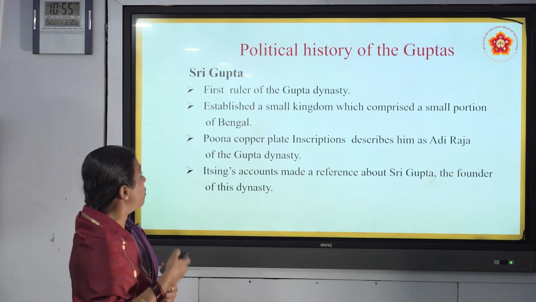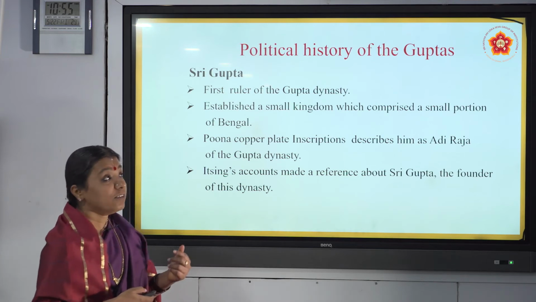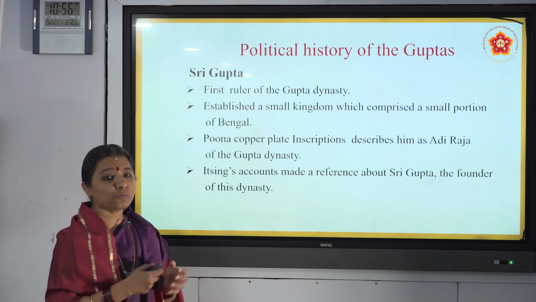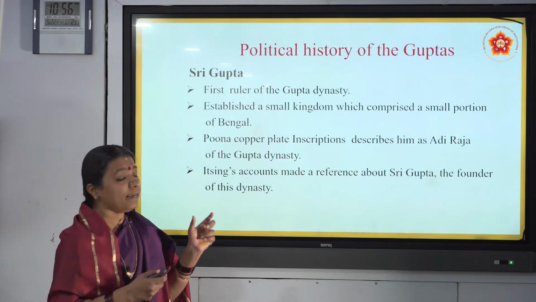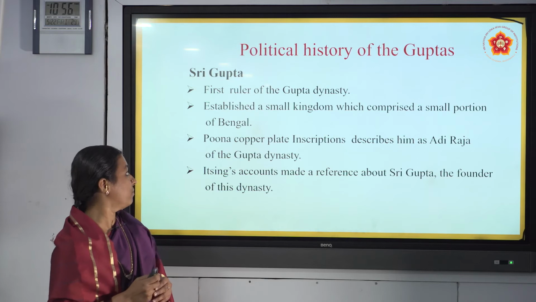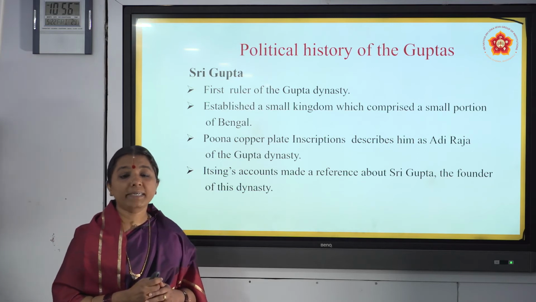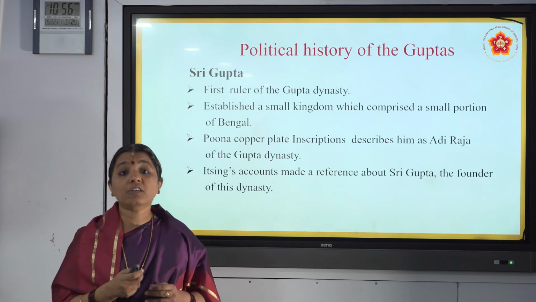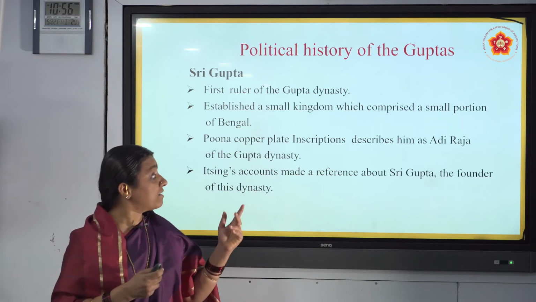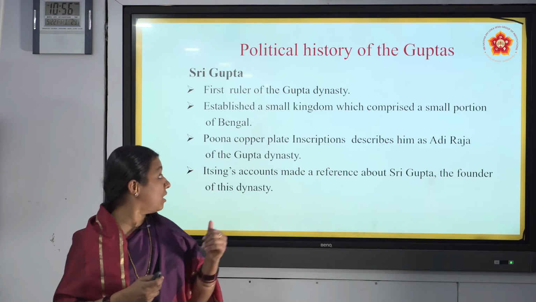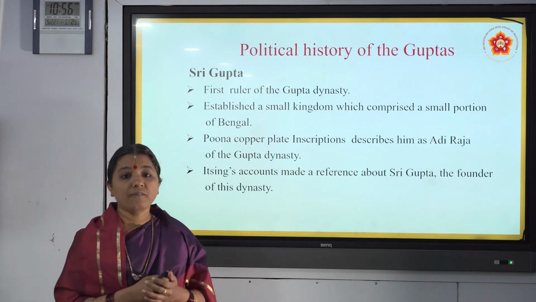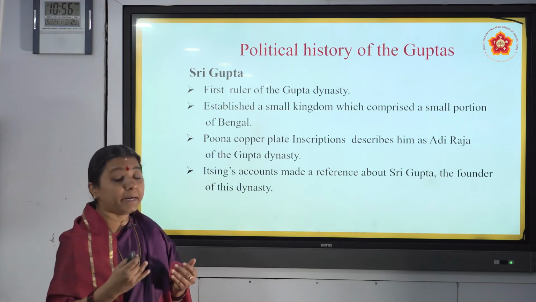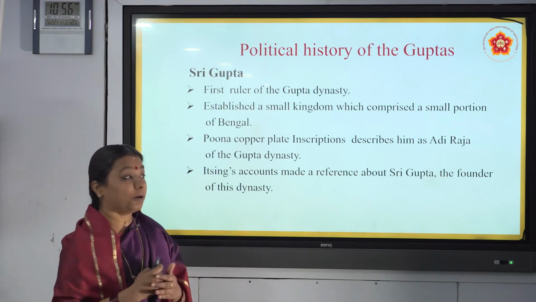First, Sri Gupta, the first ruler of the Gupta dynasty. He established a small kingdom which comprised a small portion of Bengal. The Poona copperplate inscription of Prabhavati Gupta, daughter of Chandragupta II, describes him as Adi Raja of the Gupta dynasty. We also have a reference in the Ridapur copperplate inscription about Sri Gupta.